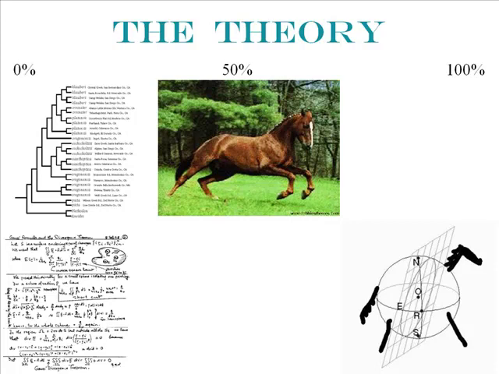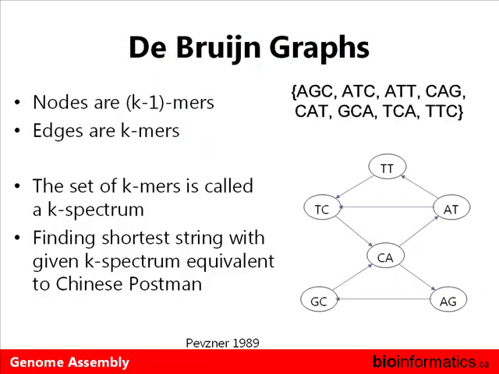This is the difference between theory and practice: in theory it's NP-hard, it should be very complicated. In practice, we have very good ways of making things work. So what are these de Bruijn graphs, these magical contraptions, which supposedly make things easier?